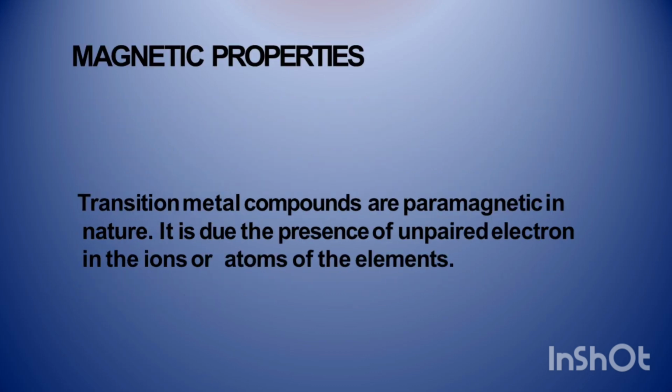Students, transition elements also possess magnetic properties. Transition metal compounds are mostly paramagnetic in nature. This is due to the presence of unpaired electrons in their ions or in the atomic form. Due to the unpaired electrons, they show paramagnetic behavior.